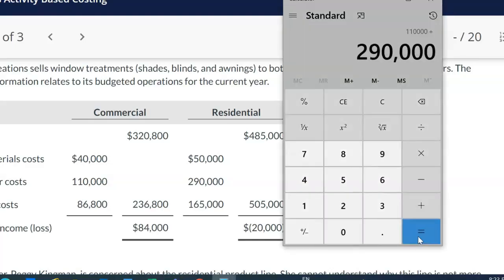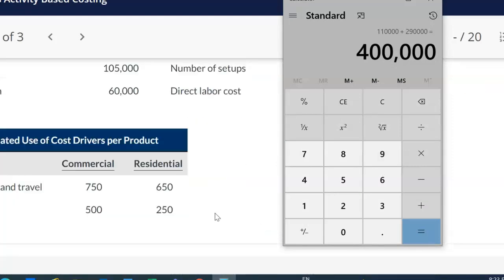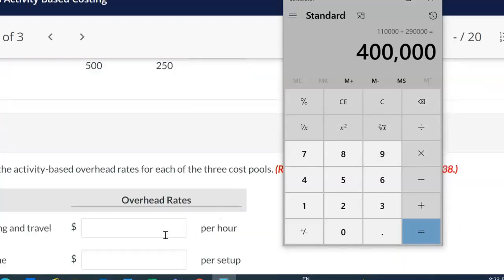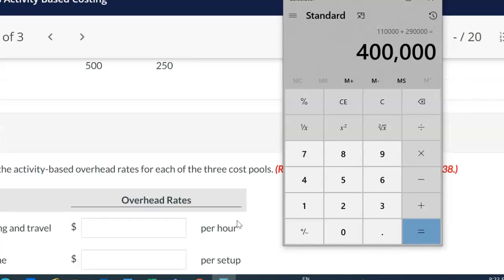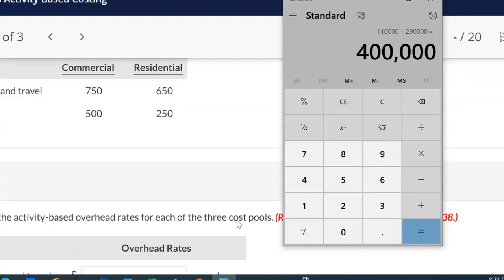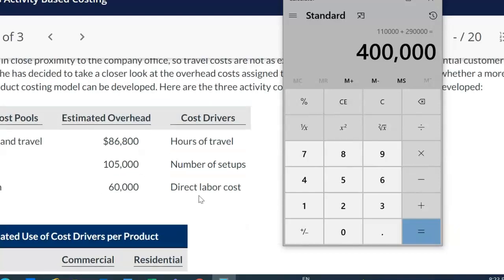Yes, let's go down to the problem and you'll see it's easy. Let's go overhead rates. So scheduling and travel. How much money is the scheduling and travel? Is it 86,400? Go up. Okay, it's 86,800. Now, how many times is that going to be done? Go down and add these two together.